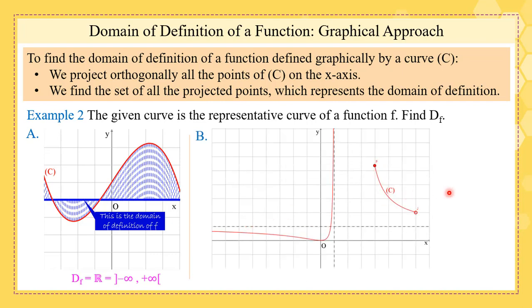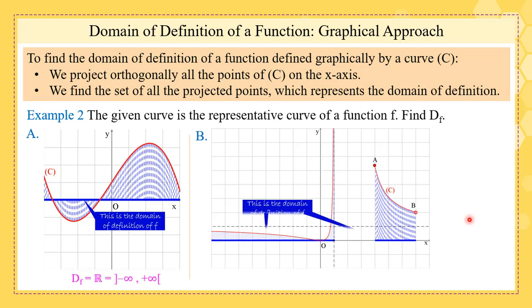Well, in this case, if we project each point of the curve on the x-axis, we see that we're going to have a gap here because we don't have any curve up or down. So the domain of definition in this case would be these two branches, or it's negative infinity 1 union 4 plus infinity.